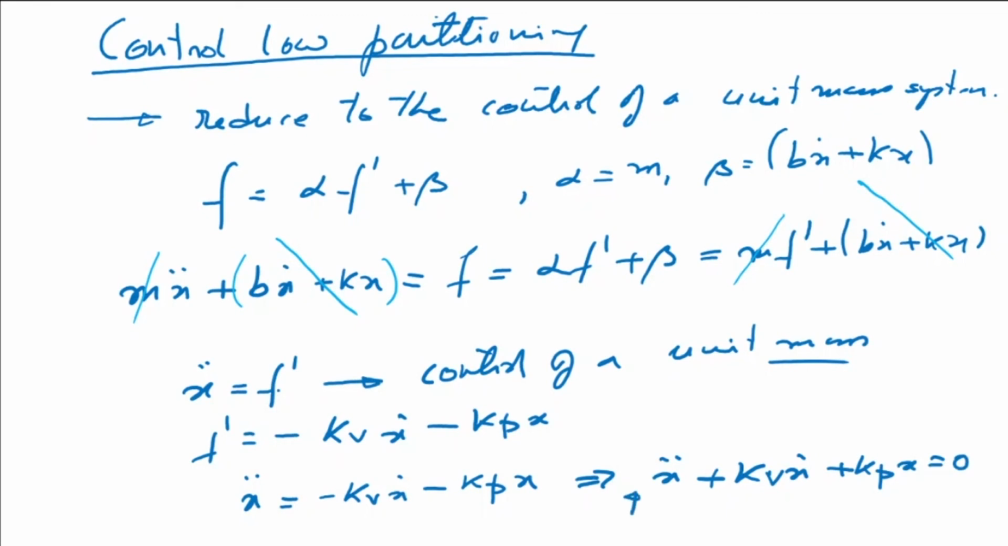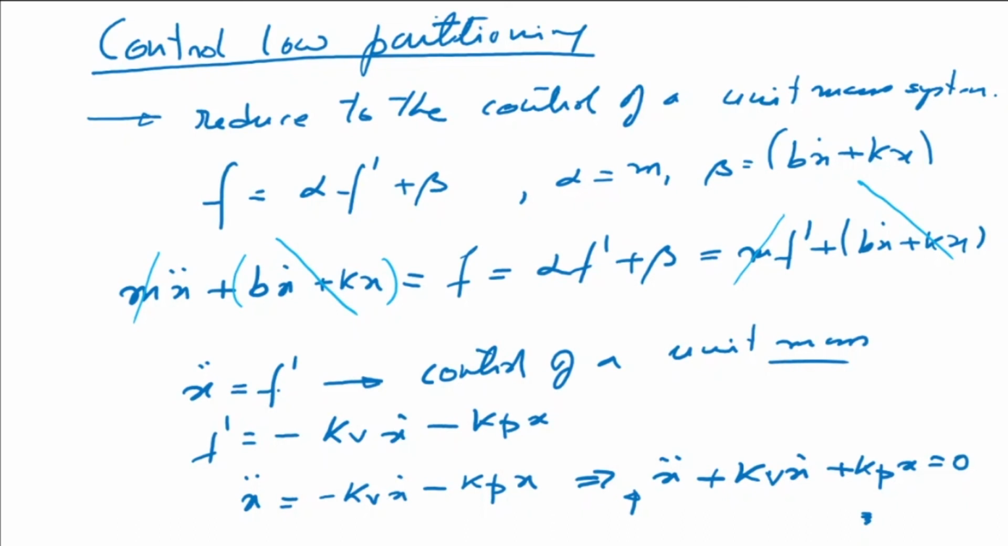Now this is a unit mass system. Again, we can assume this to be critically damped, and we can assume a numerical value of kp, then find the value of kv, find the response of the system, and if you are happy with it, very good. If you are not happy with it, you change the values. So there is no other way of designing this kind of control system. This is the way it is done.